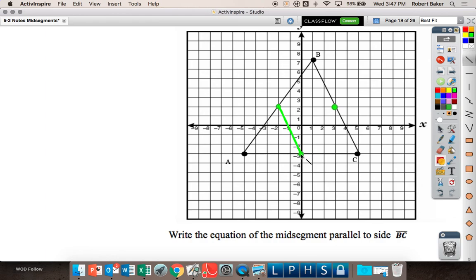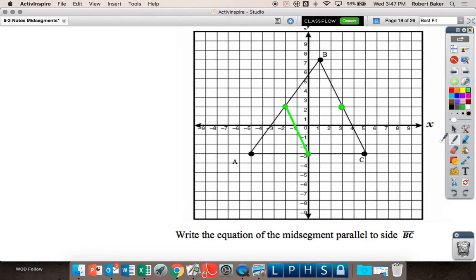Okay, now let's talk about this because this is the test question. And that's half of it, right? Identifying the correct midsegment. So what does an equation look like? And you remember how fun this was the first time we did it? Actually, I kind of enjoyed it.